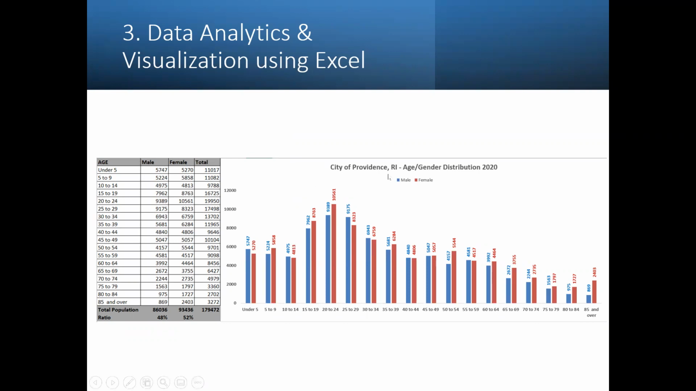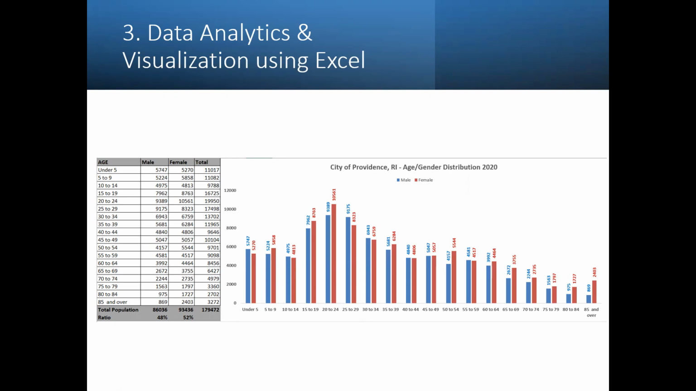We started with downloading the Providence, Rhode Island data to analyze the age gender distribution of 2020. And then we got into the male female count, and then we started with finding the ratio. Just a little formula we used here. This is our first chart, if you all can recollect. This is how we started our journey in data analytics and visualization using Excel.